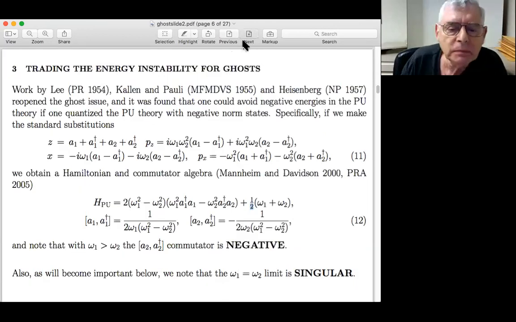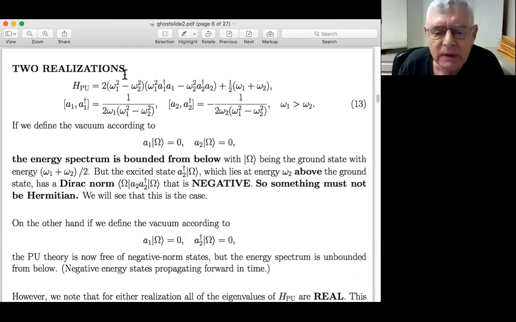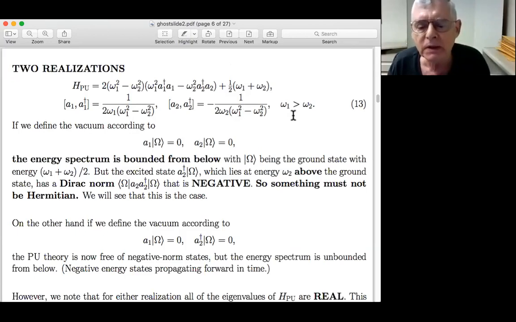So you have the Hamiltonian, you have the commutator. Let's take omega 1 is greater than omega 2. Two possible realizations define the vacuum that A1 and A2 both annihilate. Then you discover the energy is unbounded from below. The ground state energy has energy omega 1 plus omega 2, but the excited state, A2 dagger on the vacuum that lies above omega 2, has a Dirac norm that is negative because of this minus sign.